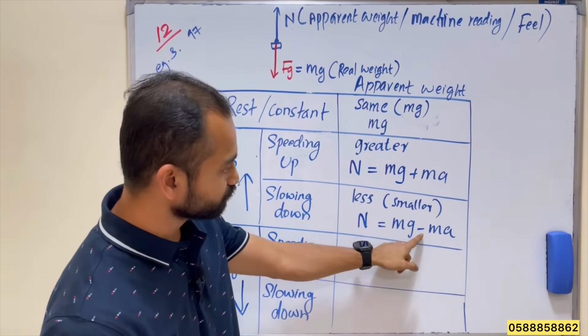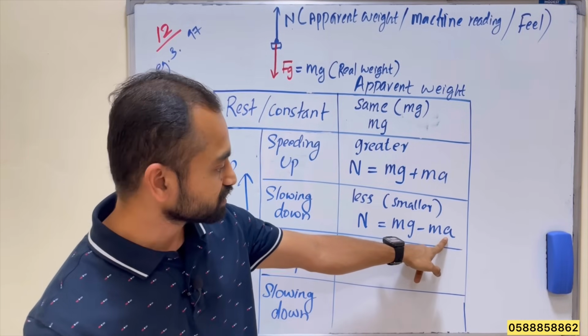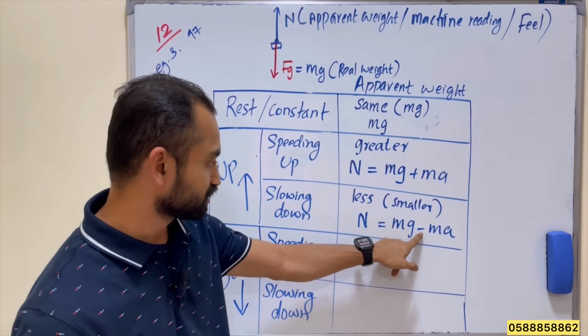Where does this minus come from? Because acceleration is negative. It is slowing down, right? Acceleration is negative, that is why a minus comes here.